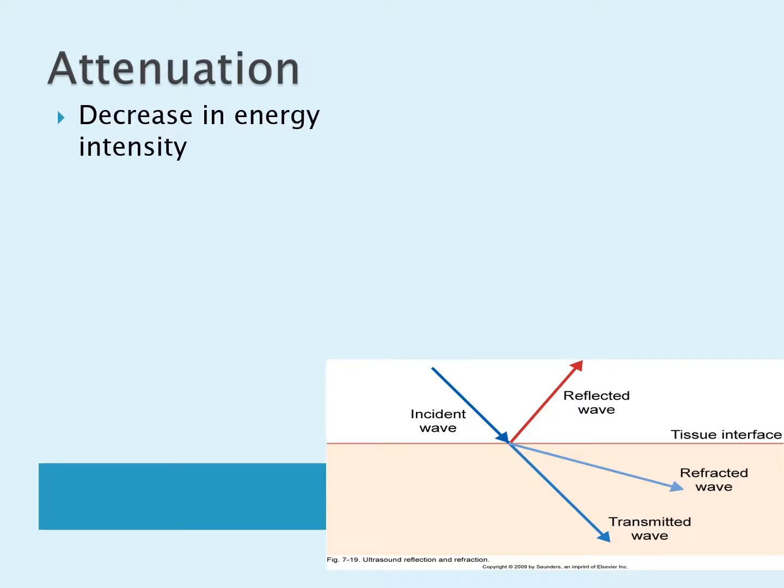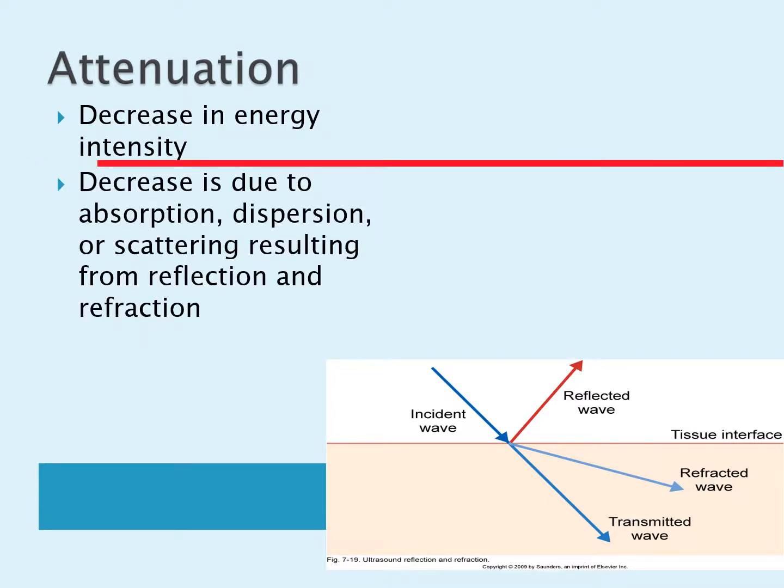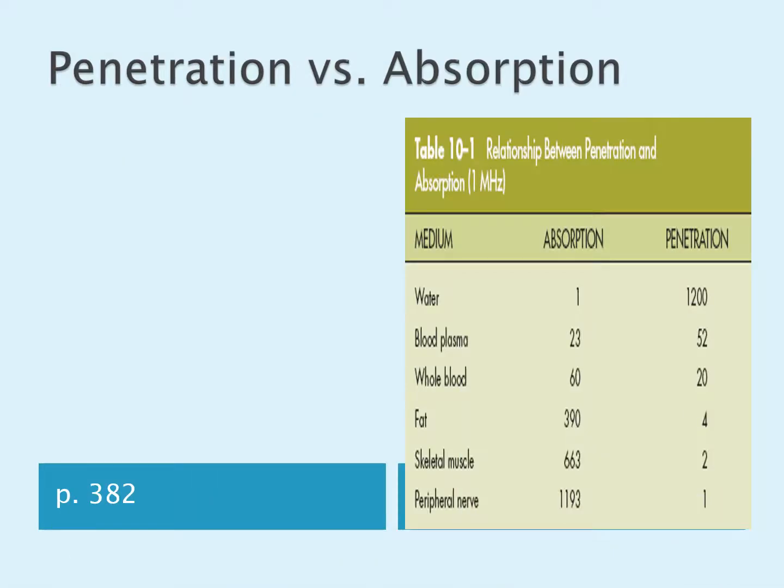Attenuation is a decrease in energy intensity. It is a decrease caused by absorption, dispersion, or scattering, and refraction. Basically what this is saying is the more perpendicular you can get the ultrasound head to the tissue you're treating, the better the absorption is going to be, and the greater the energy intensity is going to be.